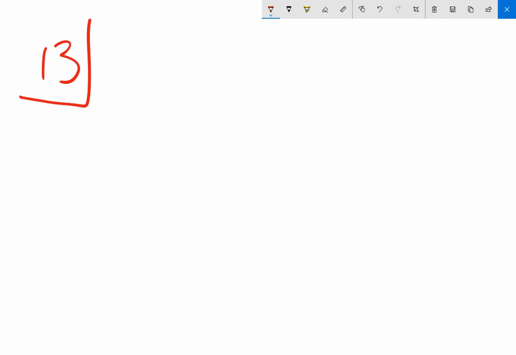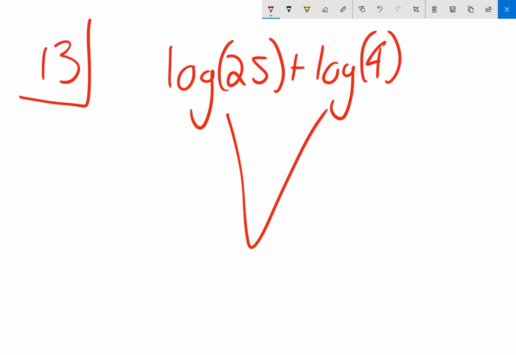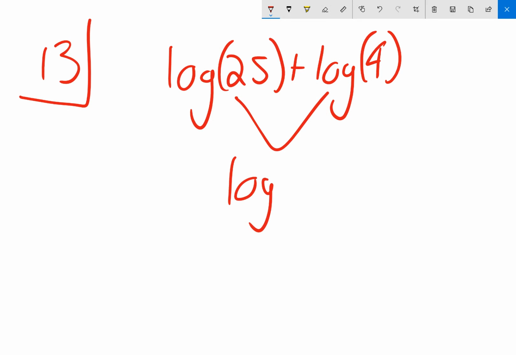Number 13, we've got log 25 plus log 4. Again, just like in number 11, we're going to combine these logs into one log. And since they're both common logs, this will also be a common log. So plus, remember, means multiply. So 25 times 4. 25 times 4 is 100. So we have the log base 10 of 100.